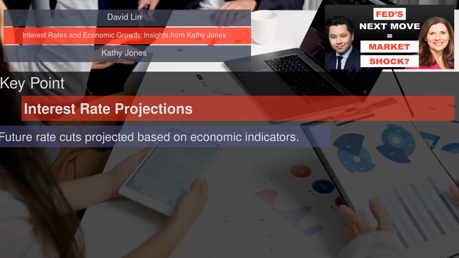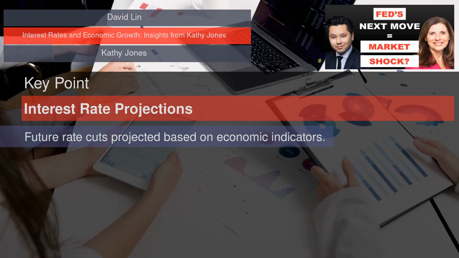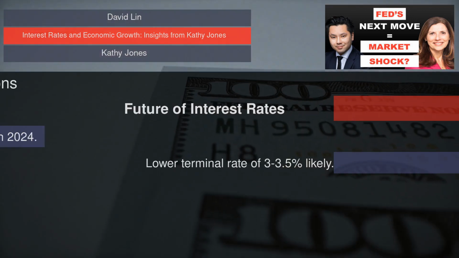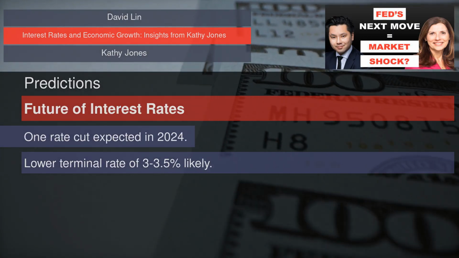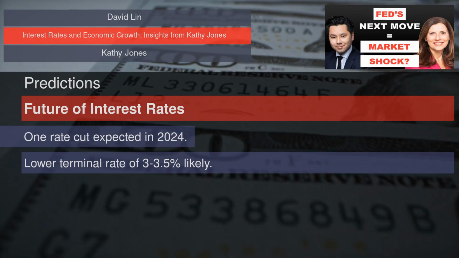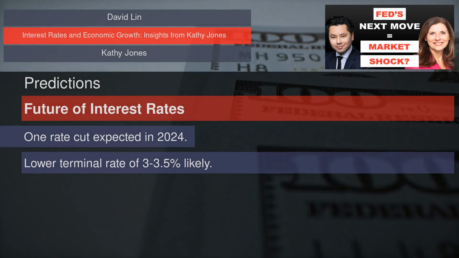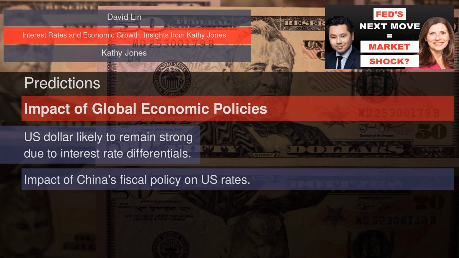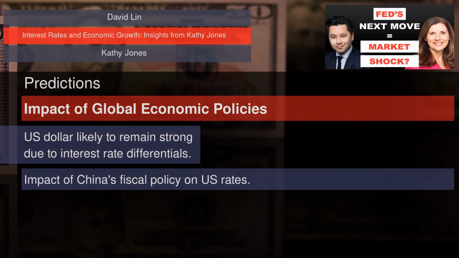What about the interest rates? Where do they stand? Kathy forecasted possible rate cuts by 2025, contingent on economic performance. Kathy's predictions on interest rates are compelling. What's the key takeaway? She suggests a cautious approach from the Fed, possibly cutting rates if the economy falters. And what does the global economic picture look like? The strength of the dollar is tied to the U.S.'s superior interest rates. Other economies may affect it.